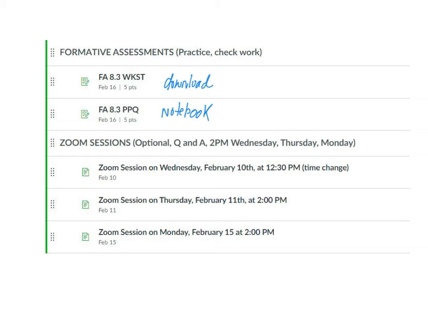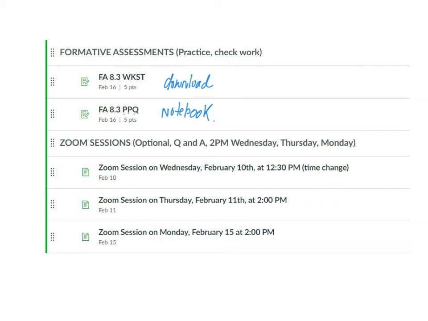If we look at the formative assessments, there are two of them, one of which is a worksheet. You can either choose to download it and write on the worksheet and then submit a PDF, or if you just want to write on a regular sheet of paper and submit your work that way, that is fine. And then the second one is the personal pop quiz that is in your notebook, over the sections of section 8.3, and same thing with that. You can either write in your notebook or write on a separate sheet of paper and submit those.